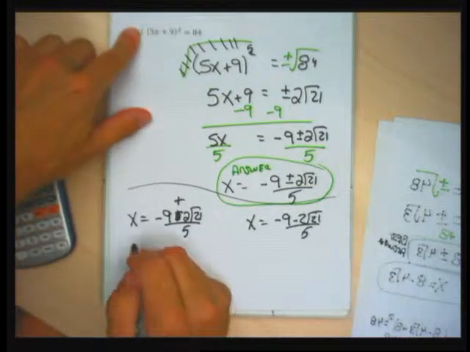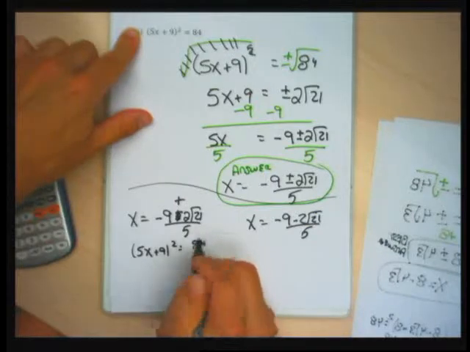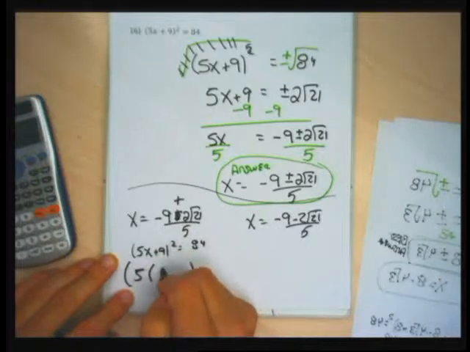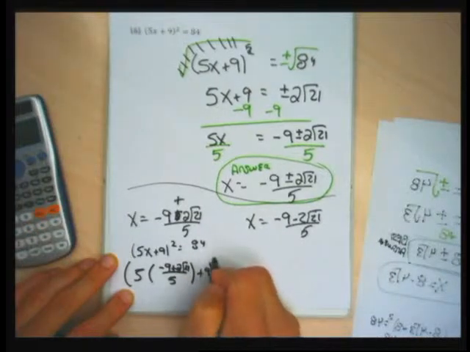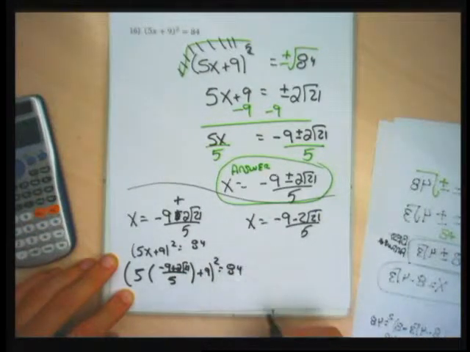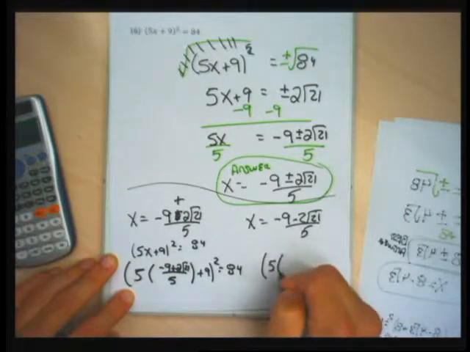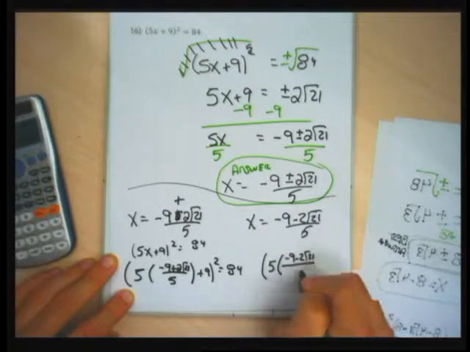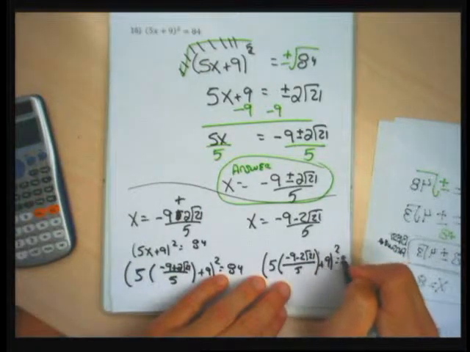I'm going to go to this problem, 5x plus 9 squared equals 84, and I'm going to go 5 times, in parentheses, fraction 9 plus 2 square root of 21 over 5, plus 9 squared, and see if that equals 84. And I'll do the same with the other side. I'm going to go 5 times fraction negative 9 minus 2 square root of 21 over 5, plus 9 squared, and see if that equals 84.